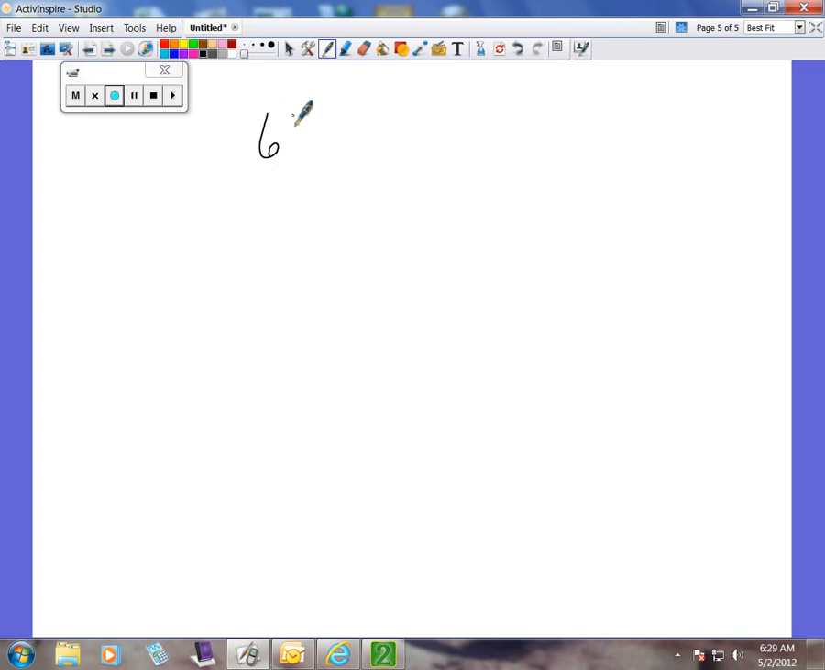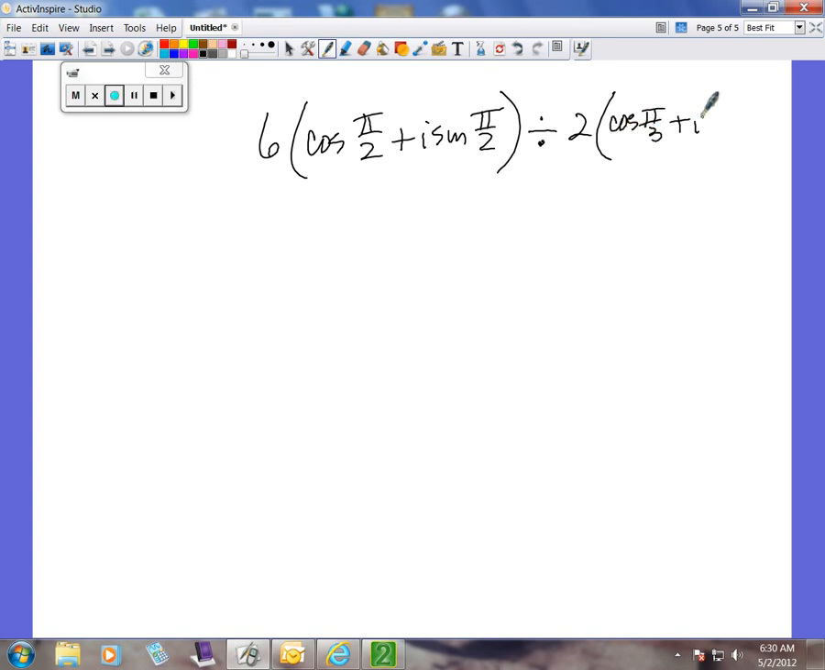We'll have 6 cosine of pi over 2 plus i sine pi over 2, divided by 2 cosine pi over 3 plus i sine pi over 3.